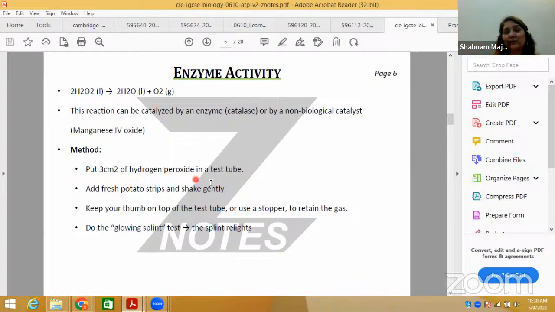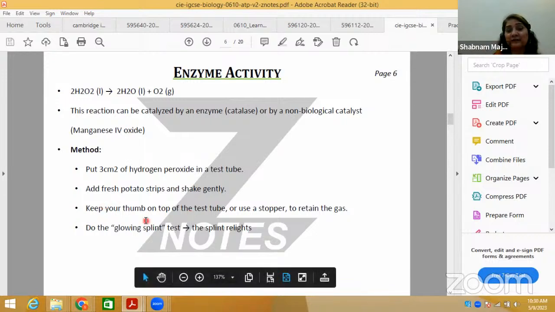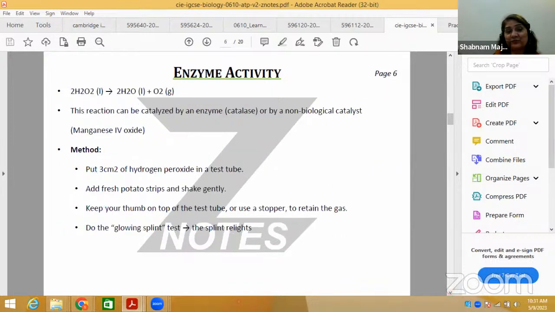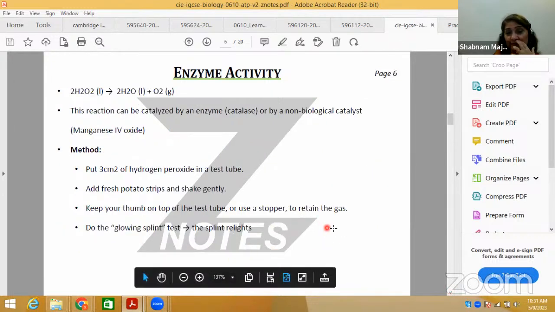Method: put 2 cm cube of hydrogen peroxide in the test tube. Add fresh potato strips, whether boiled or fresh, you see, and shake gently. Keep your thumb on top of the test tube. Why thumb? Or use a stopper to retain the gas. You should know why we need to. Think of this: retain, they wrote further, use a stopper to retain the gas.